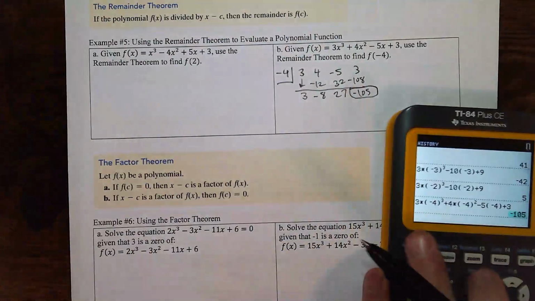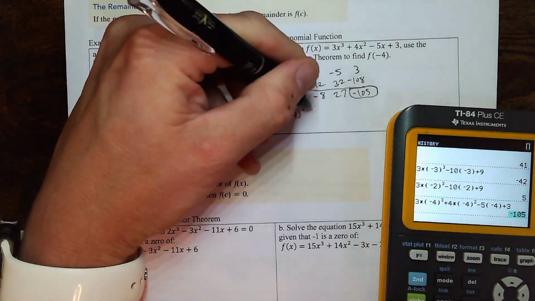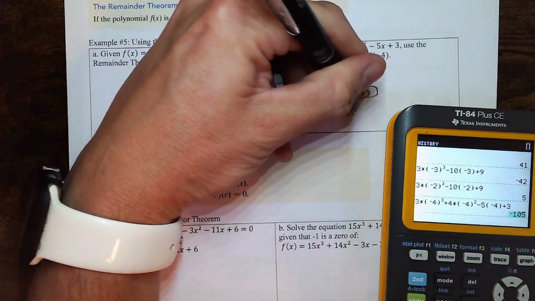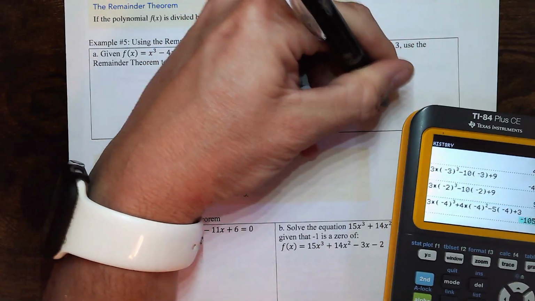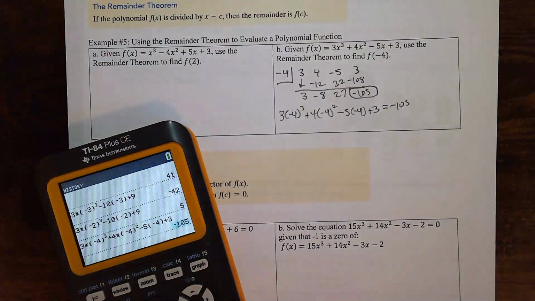But the remainder theorem just shows you an alternate way to do it. I'm going to write down this as well, just for teaching purposes. -4 plus 3 equals -105. So you see how these are the same. So your answer is your remainder.